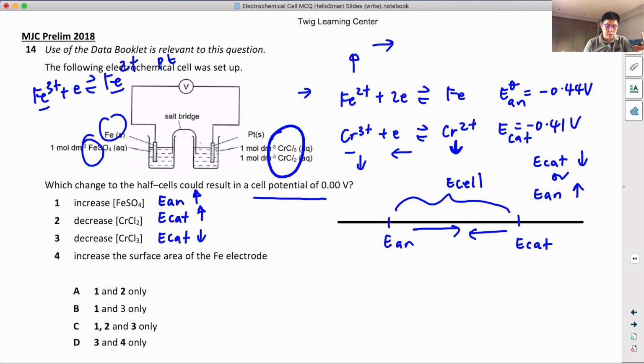The next one, increasing the surface area of the iron. Like I mentioned just now, if you increase the size or the surface area of the iron electrode, it doesn't affect the electrode potential or the cell potential. So this is out. I told you what to look out for: E cathode decrease or E anode increase. So I can only choose 1 and 3. So the answer is going to be B.